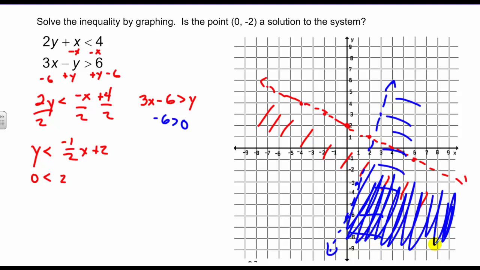And is 0, negative 2 a solution? 0, negative 2 puts me right around here. So it's not in the double shaded region. So 0, negative 2, not a solution.